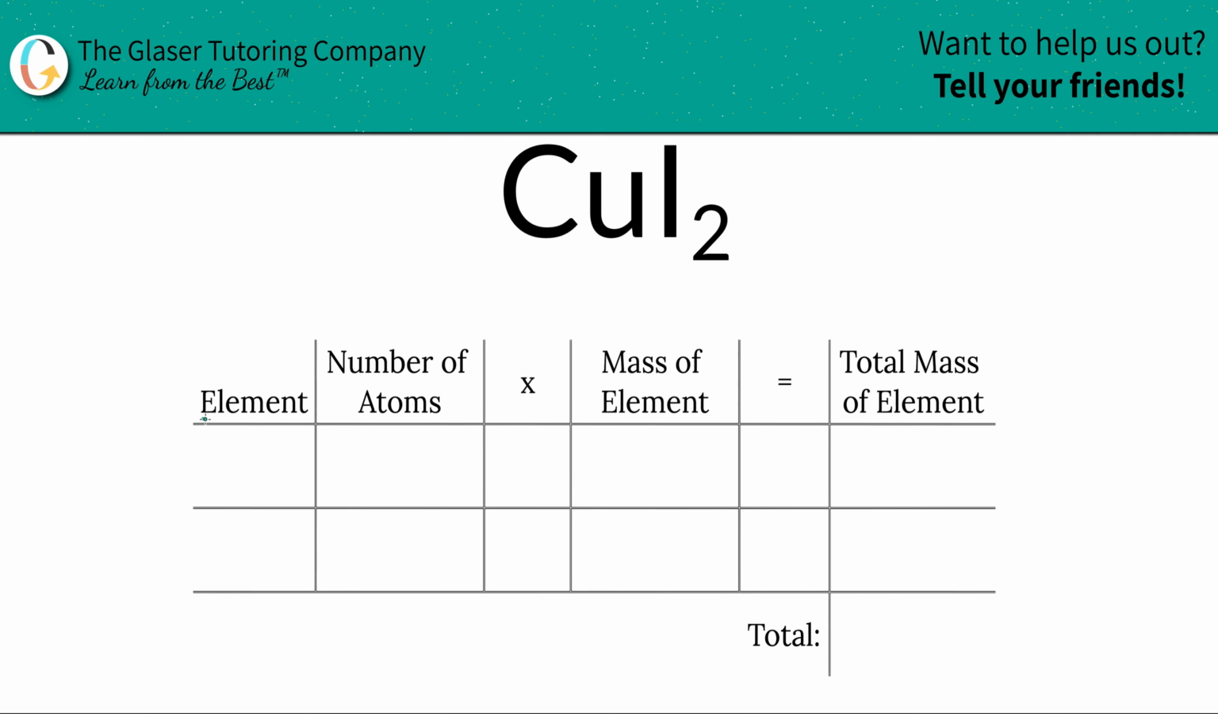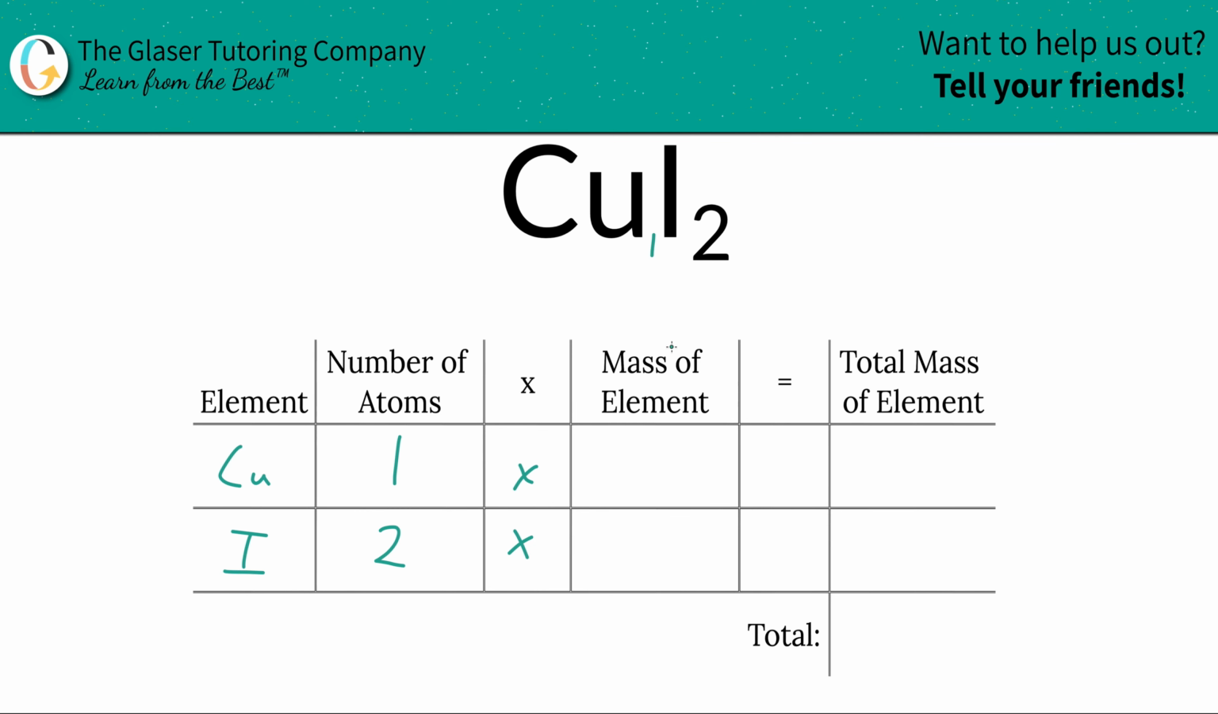Bam! So the first thing I'm going to do is write down the elements I see in the compound, right? So we see copper, Cu, and we see iodine, I. Next is then to write down the number of atoms. That's where the subscripts come into play. If there is no number at the bottom of that particular element like copper, there is a 1 there. All right, so always assume that there's 1. So 1 copper, and then there's 2 iodine.